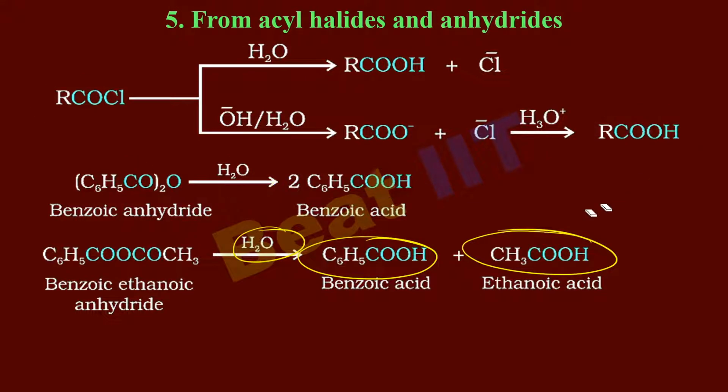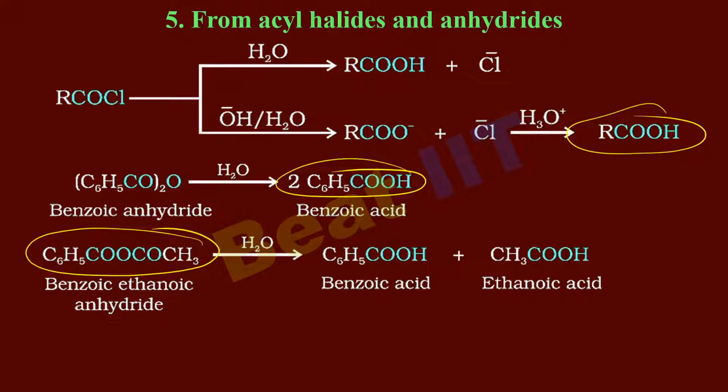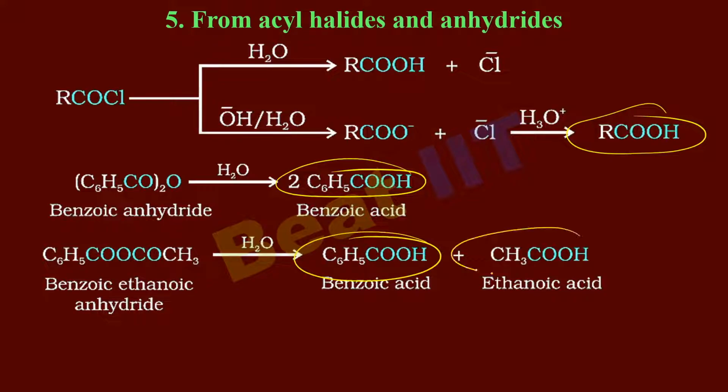Easy to remember. If it is an acyl halide or a symmetrical anhydride, meaning both acyl groups are the same, then you will get a single carboxylic acid. If it is an unsymmetrical anhydride, you will get two different carboxylic acids. Next one, the last one, from esters. You will be using this one in those types of questions: identify compound A, compound B, etc.